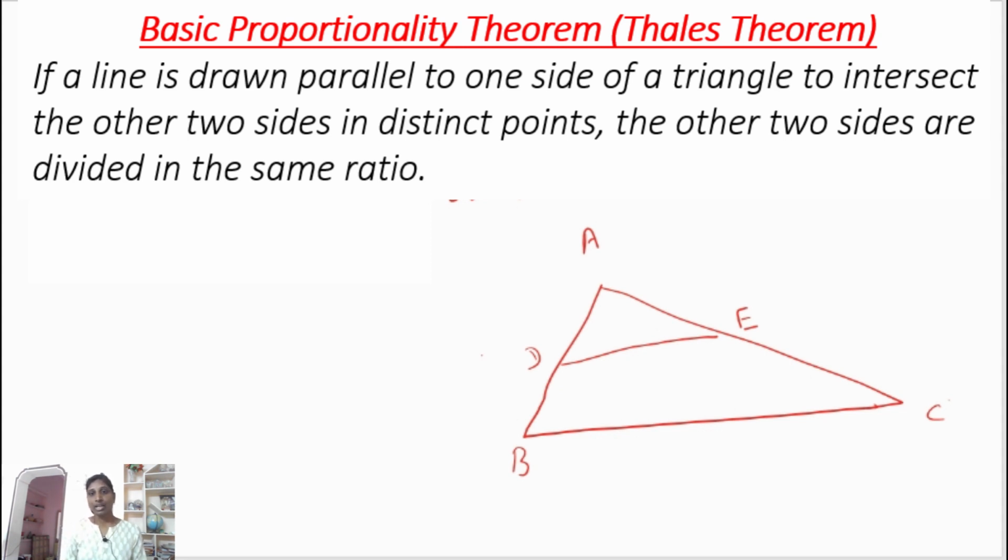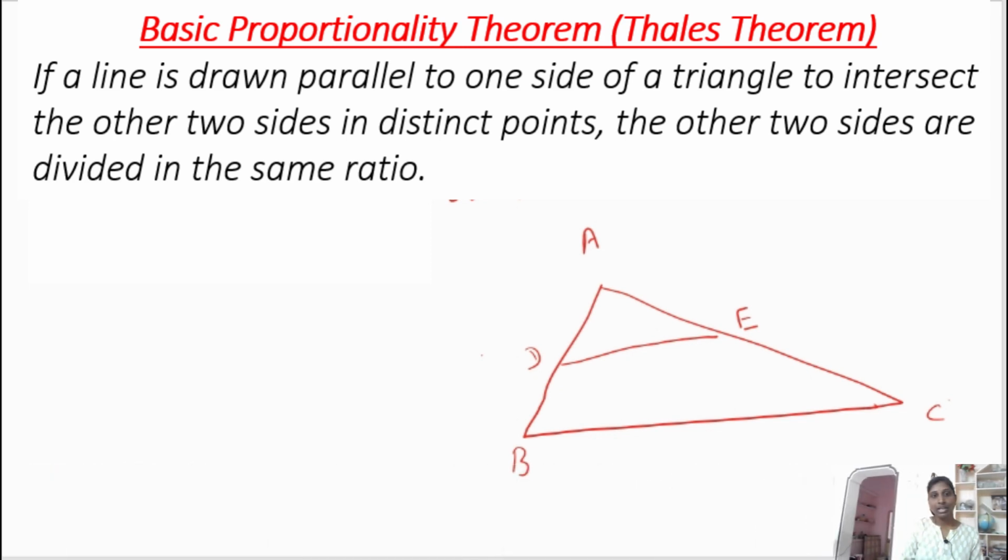Again, if a line is drawn parallel to one side of a triangle to intersect the other two sides in distinct points, it means let us draw a line parallel to BC and it intersects the other two sides in distinct points. Here, this line intersects AB at D and intersects AC at E. Then this much is given. Then we have to prove that this line divides the other two sides in the same ratio. It means AD by DB is equal to AE by EC.